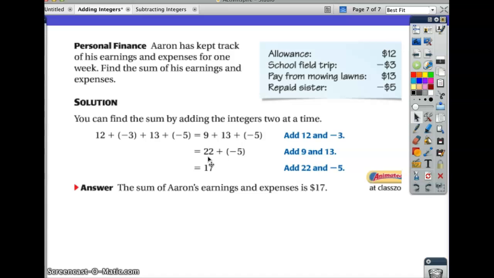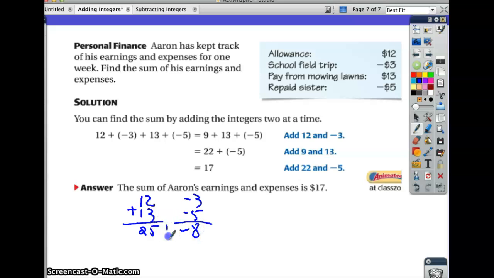The way I prefer doing it, and again, you can do it either way, it doesn't matter, is I like to keep the positives together and the negatives together and then combine them at the end. So you have a positive 12 and a positive 13. Add those together and you get a positive 25. You got a negative 3 and a negative 5. Add those together and you get negative 8.